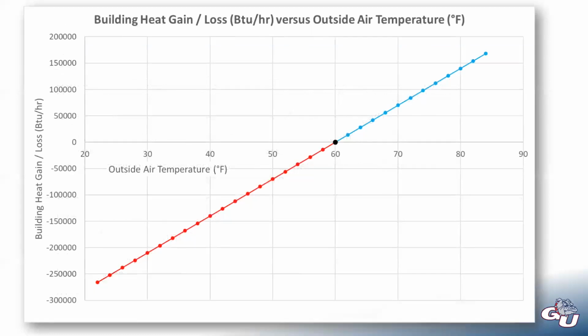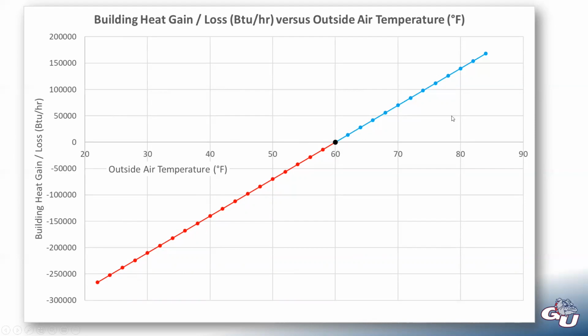To help illustrate this idea a little better, so on the x-axis here, let's say this is our outside air temperature. So if we are below 60 degrees, we are going to be losing heat energy to the outside. And as we get colder, that heat loss is going to be more and more. So if it's really cold outside, say 22 degrees, we have very high heat loss, which is indicated by a negative value. We're losing heat.